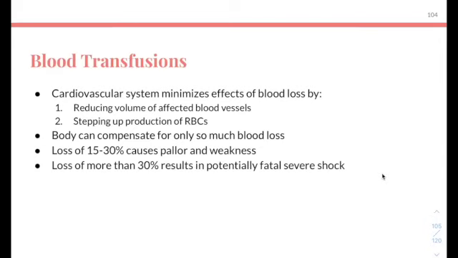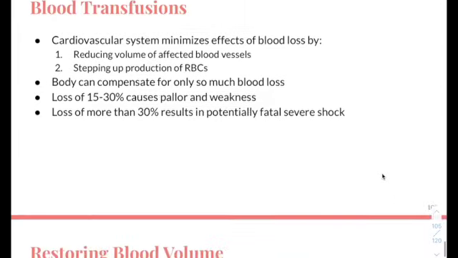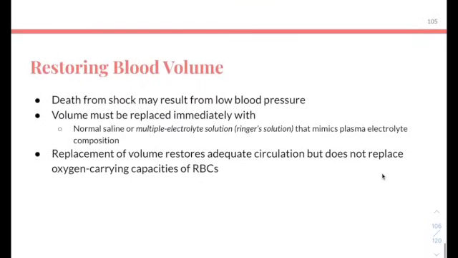15 to 30% causes pallor and weakness. Pallor is the paleness of the skin because there's not enough blood going to the layers underneath your skin to keep the skin tone you have. Weakness because there's not enough oxygen going around to your system. If we get more than 30% of our blood lost, your body could end up in shock, and it could be severe enough that it could be fatal, which is not a good thing. So death from shock usually ends up occurring because of low blood pressure.